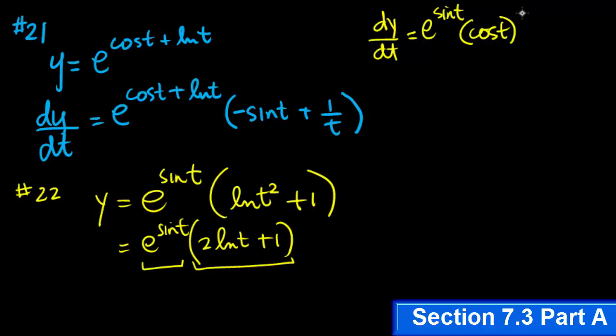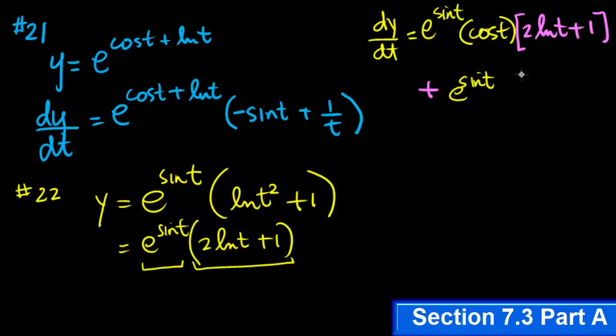I'll just write it in a different color, that way you'll see. 2 natural log of t plus 1, right? Plus, okay, what do we do now? Now we take the derivative of, so we copy this, just copy e to the sine t, multiplied by what? Now we take the derivative of the second function. So it's 2 over t, because 2 times the natural log of t, derivative is 1 over t, plus 0. I'm going to write that down, that way you'd know what I did. I took the derivative of this function.